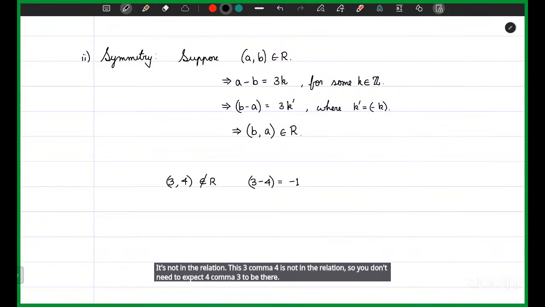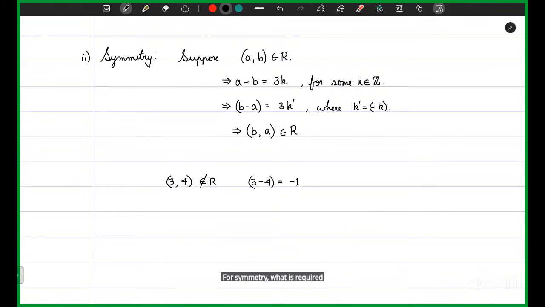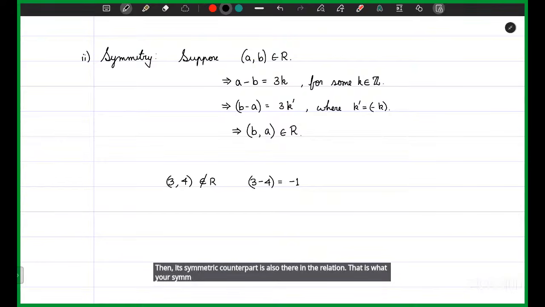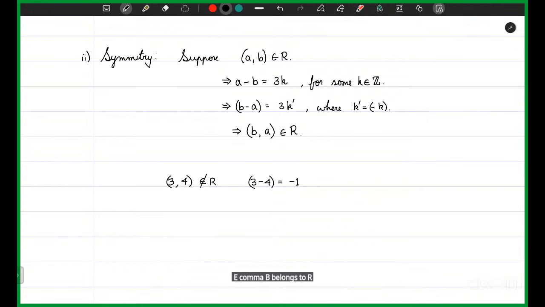For symmetry, what is required? I start out with an element in the relation, then its symmetric counterpart is also there in the relation. That is what your symmetry condition says: A comma B belongs to R implies B comma A belongs to R. Did you understand? Yes, sir.